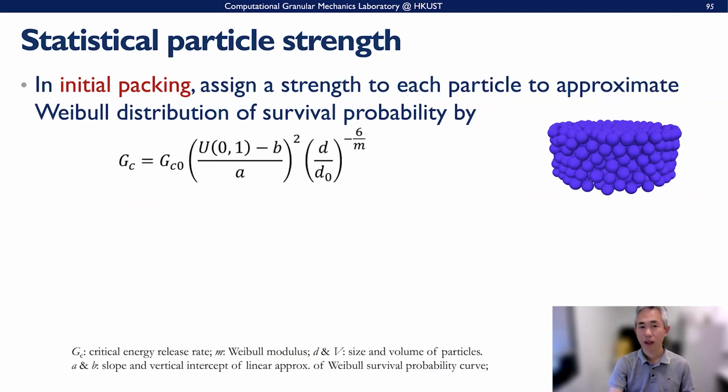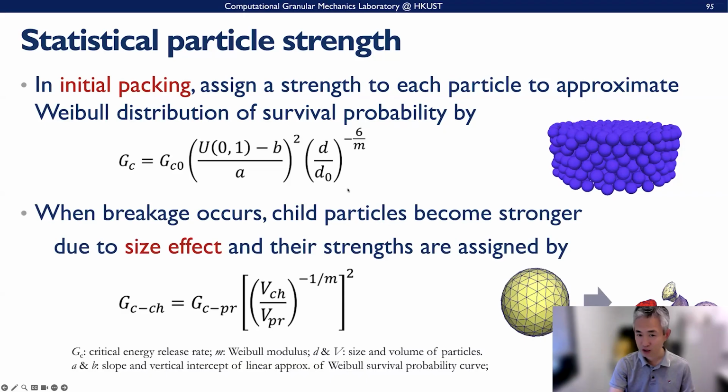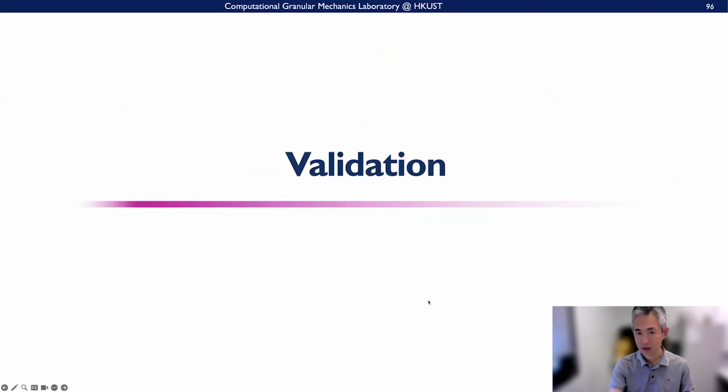And also, we assign an initial strength for each particle at the beginning, where we use these Weibull distributions for the survival probability. And when they break, the child particles will be stronger. We know this so-called size effect: the smaller, the stronger. So we assign a refined strength to each child particle and make it stronger because of their size, according to the literature. These are the statistical considerations that we have done.